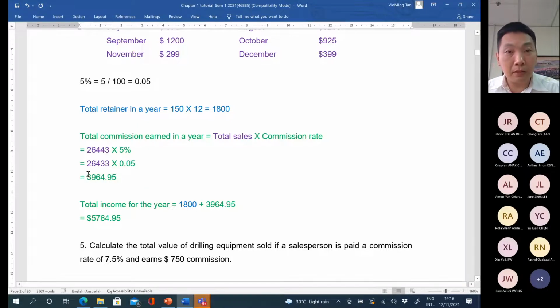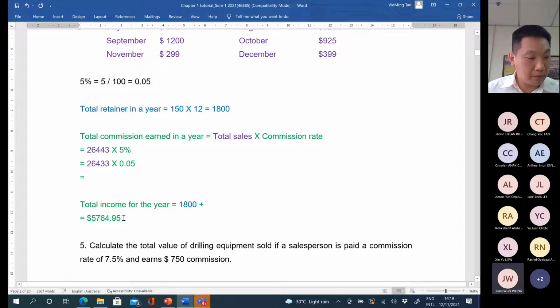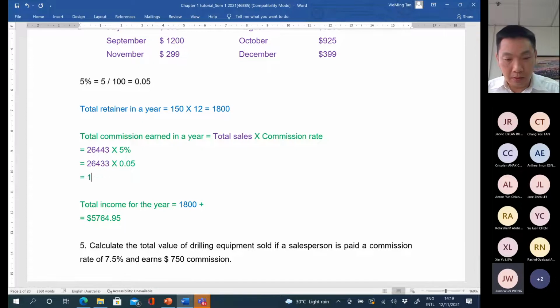Okay, so that means this answer we need to revise. This one also has to be revised. So what is the answer if you use 26433 multiplied by 5%? Anybody? 1322.15. Yes, right.